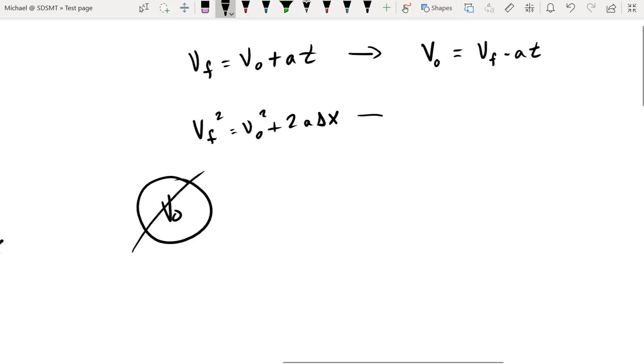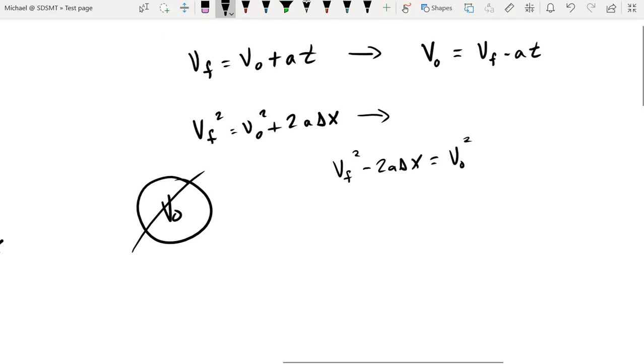For the bottom equation, I need to rearrange things so that I can get V initial by itself. I can get really close if I subtract 2a delta x from each side. That will give me V naught squared, but I need V naught.